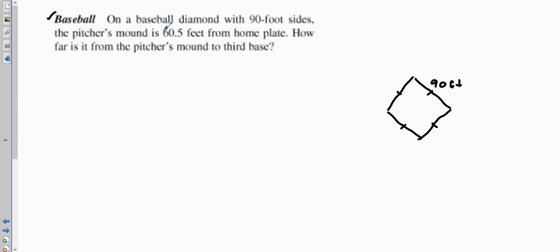All right, and the pitcher's mound is 60.5 feet from home plate. So here's the pitcher's mound, and this is a square, and the pitcher's mound going right here is going to be 60.5 feet. And from home plate, how far is the pitcher's mound to third base? Now, when you go right here, we have third base going like this. So third base is over here.